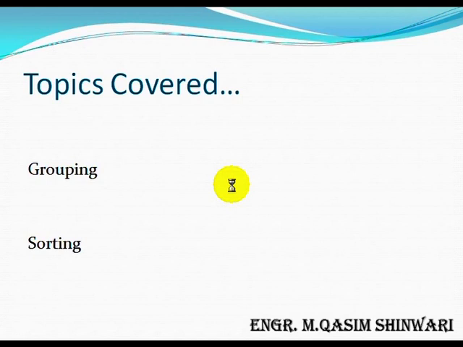Two topics are covered in this tutorial. First was how to group the different activities on the basis of different responsibilities, phases, etc. And then we sorted the different activities according to their early start or original duration or whatever you can do. This is the end of the 5th tutorial.